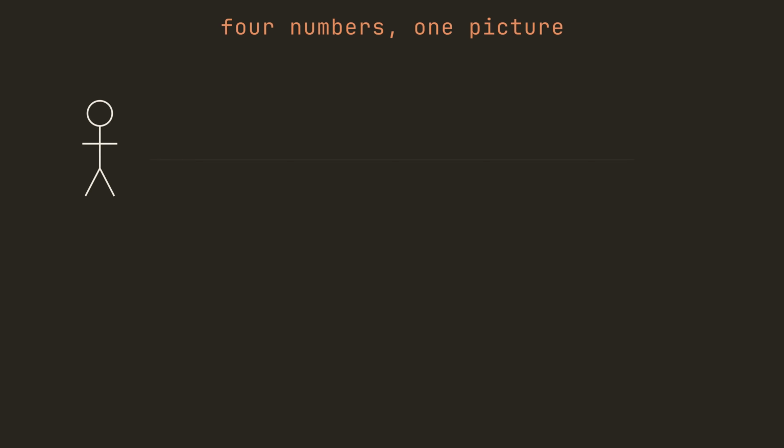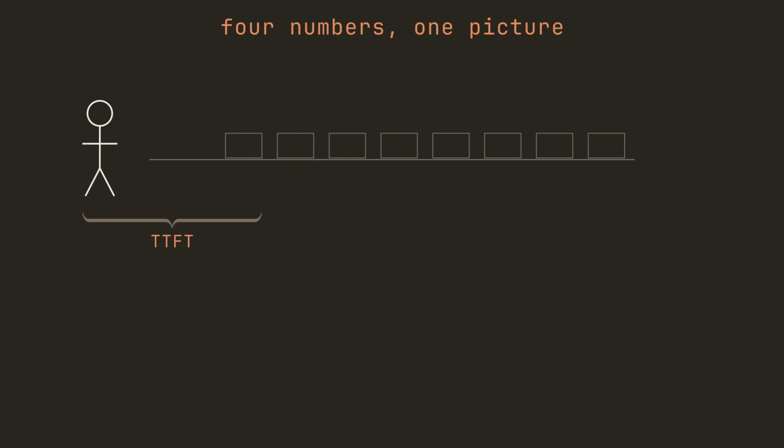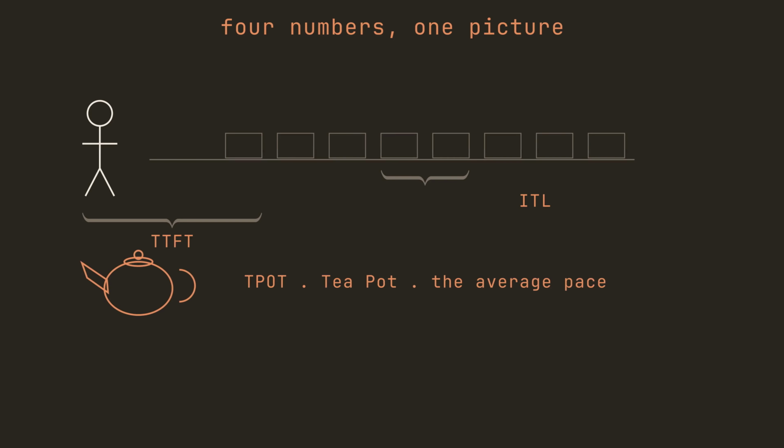Before we finish, let's put these back on the table so they actually stay with you. Imagine somebody answering your question out loud. Time to first token is how long before they say their first word. Intertoken latency is the pause between each word after that. TPOT, your TPOT, is the average pace across the whole answer. And E2EL is door-to-door, your question through to their final word.